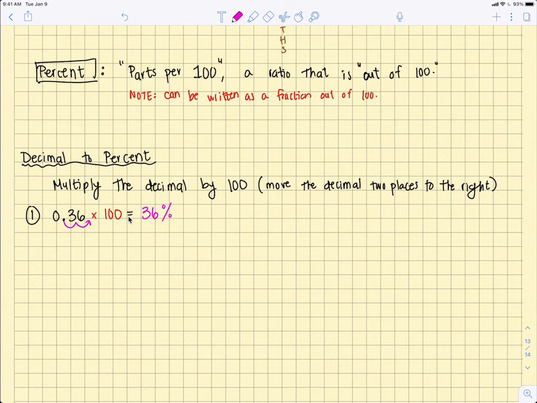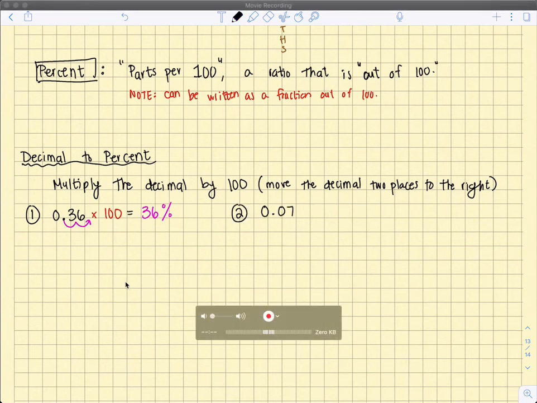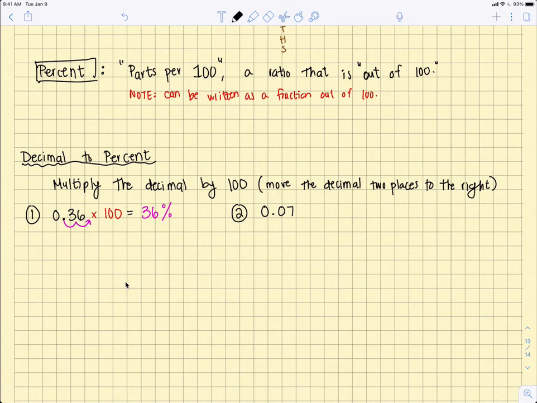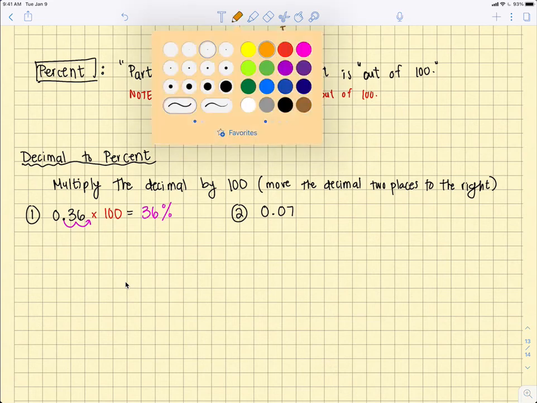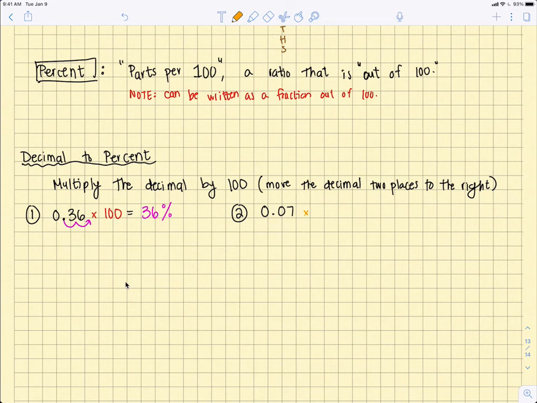Let's take a look at another example. Looking at the decimal 0.07 or 7 hundredths, it's going to be the same process. We just multiply the decimal by 100. You can check this on your calculator, but what's happening is I move the decimal 2 places to the right. So my final answer is going to be 7%.